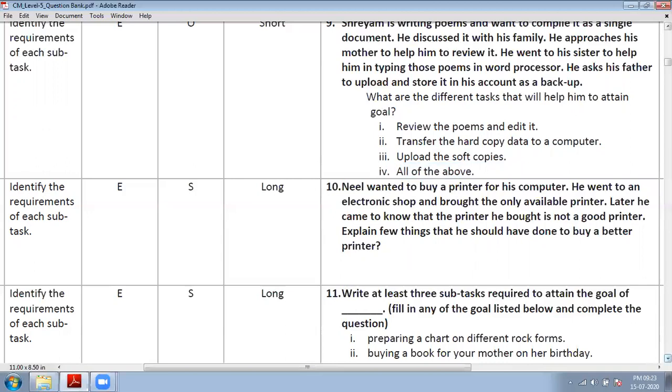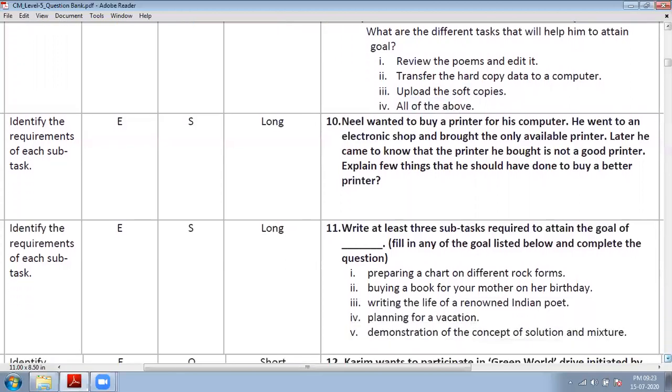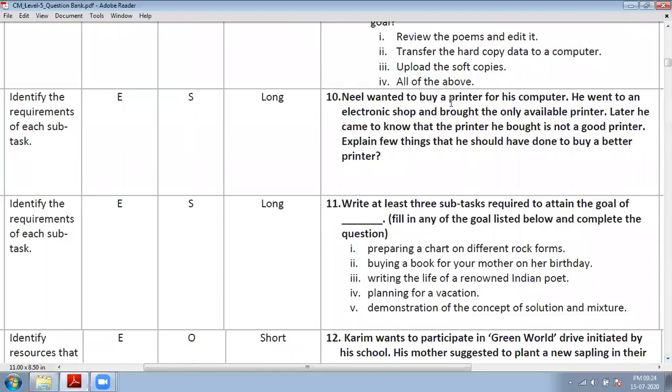Now the next question is, Neil wanted to buy a printer for his computer. He went to an electronics shop and bought the only available printer. Later, he came to know that the printer he bought is not a good printer. Explain a few things that he should have done to buy a better printer.